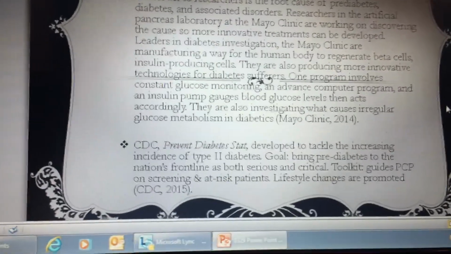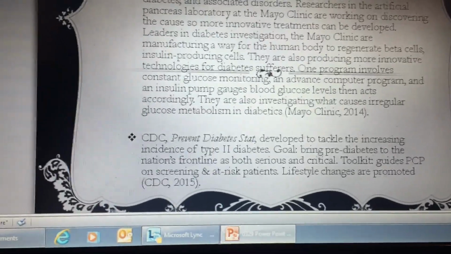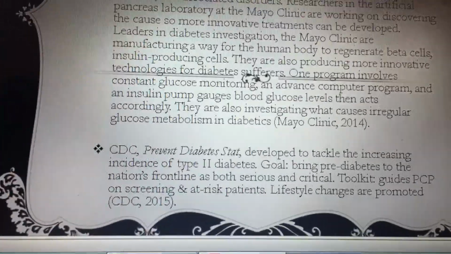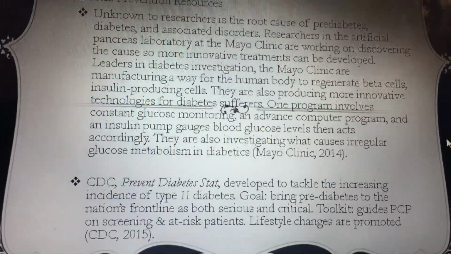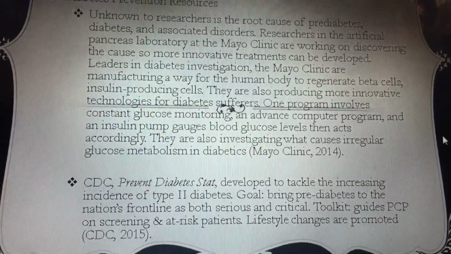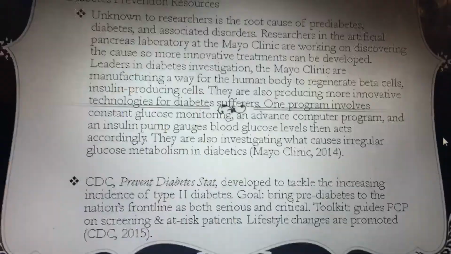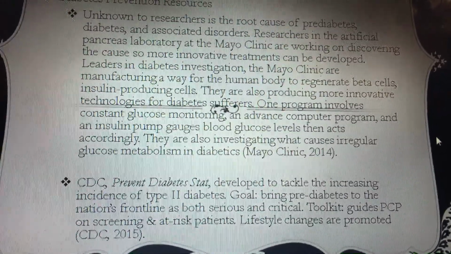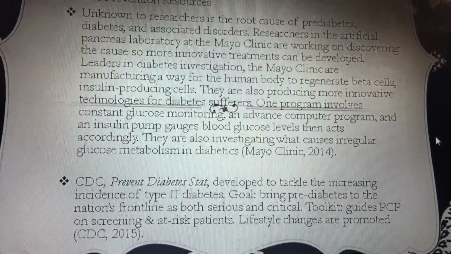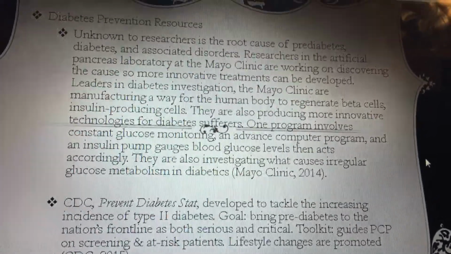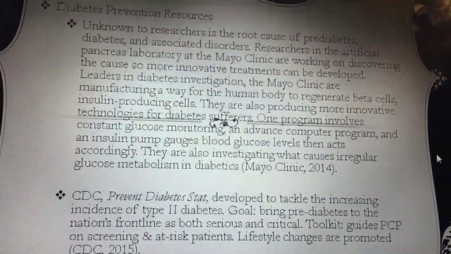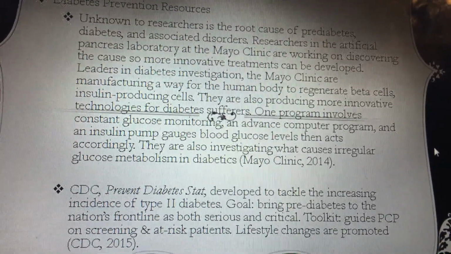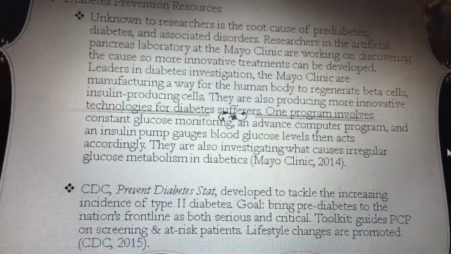The CDC initiated a program called Prevent Diabetes STAT, which was developed to tackle the increased incidence of type 2 diabetes, and the goal is to bring prediabetes to the nation's forefront as both serious and critical. It provides toolkits to guide primary physicians on more effective ways to screen their patients and to better identify at-risk patients, and it also promotes lifestyle changes.